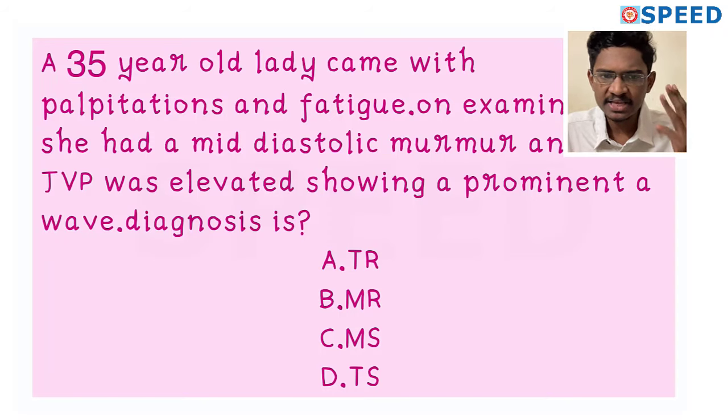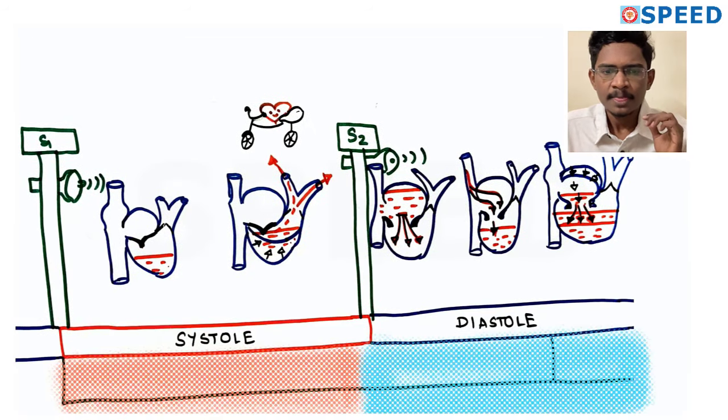MS, MR, TS, TR. So for this, we should have a proper understanding of JVP first, so that we can easily correlate with clinical findings. So let's see the sketch of JVP. First, the JVP is the reflection of the right atrial pressure which is transmitted to the jugular veins.